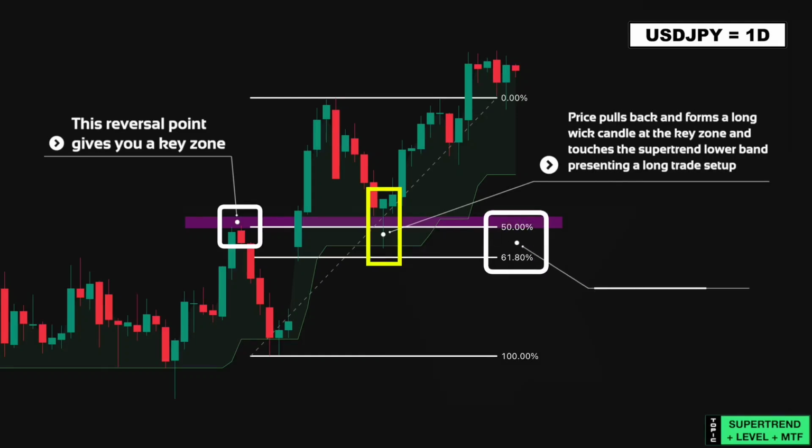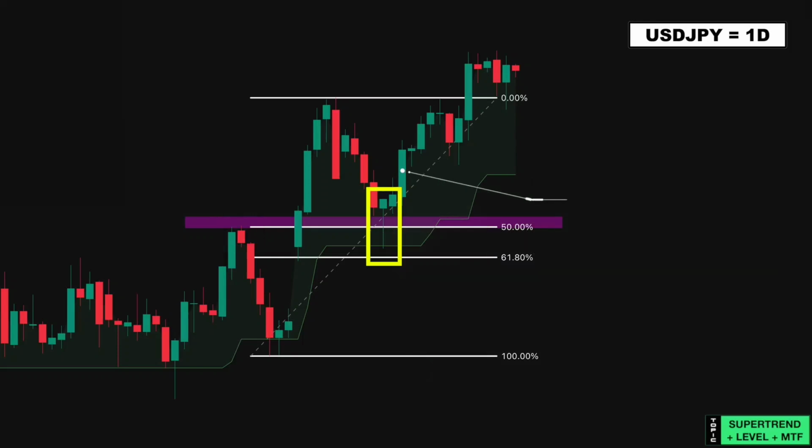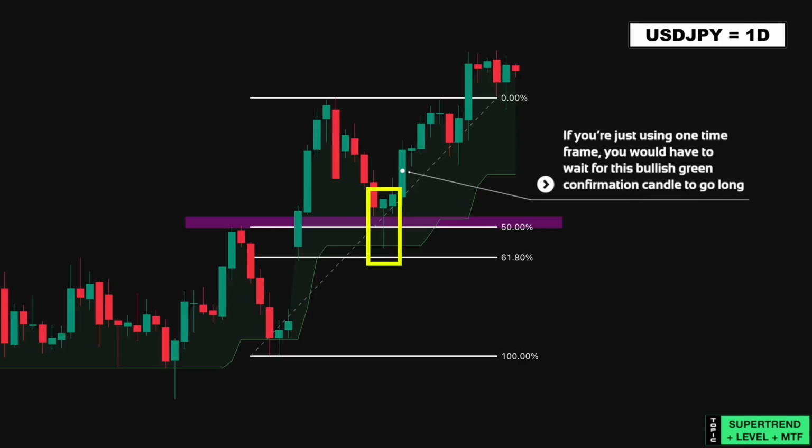You're also in the Fibonacci retracement zone of 50% to 61.8%, which is a very high quality pullback area of value within the moving uptrend, also known as the golden zone. Now, if you're just using one time frame, you would have to wait for this bullish green confirmation candle to enter long, meaning you wouldn't be able to get into this trade until all the way up here.